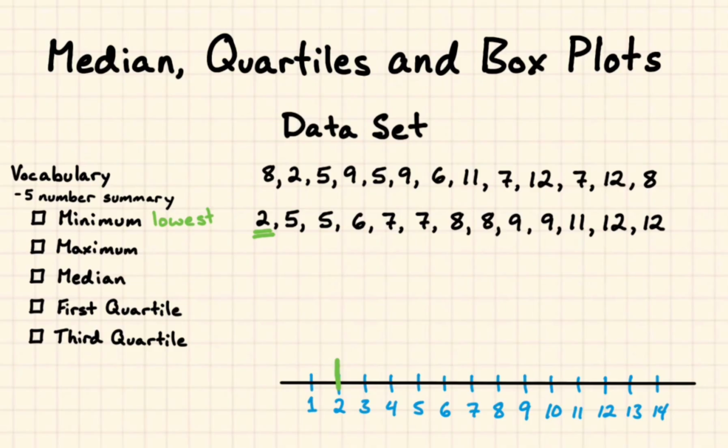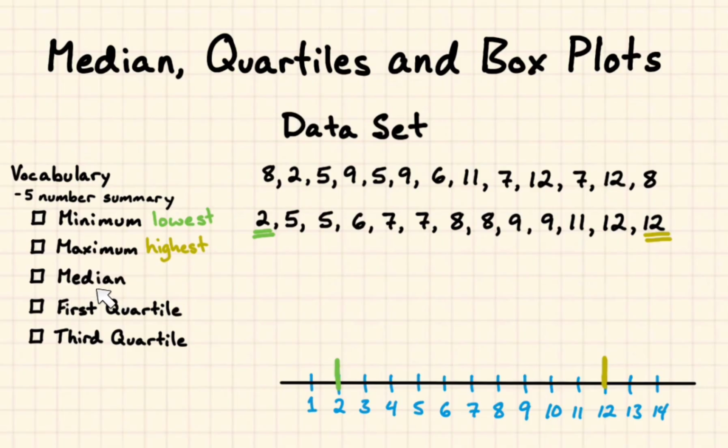The next one is our maximum value. We look towards the right and see that 12 is our maximum value. That's the highest one on there. So I'm going to put 12 on the number line. Next one is the median.